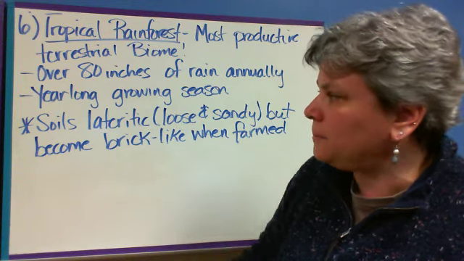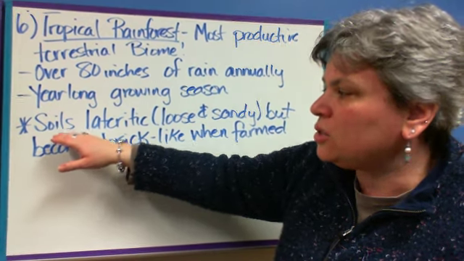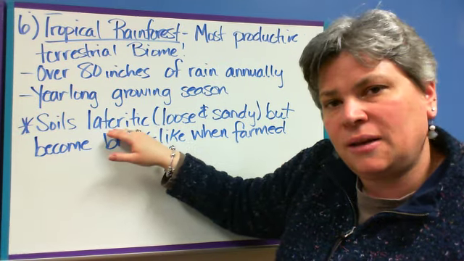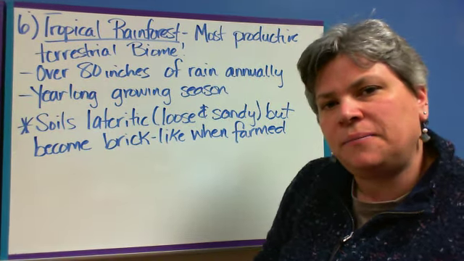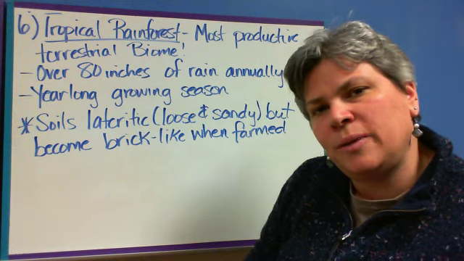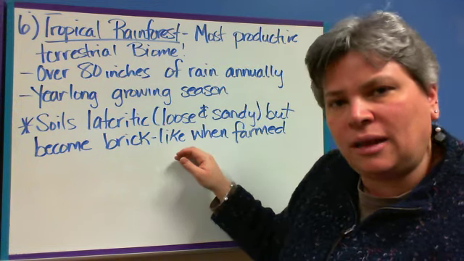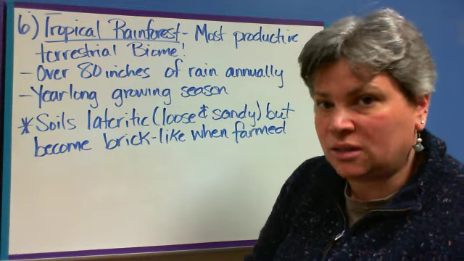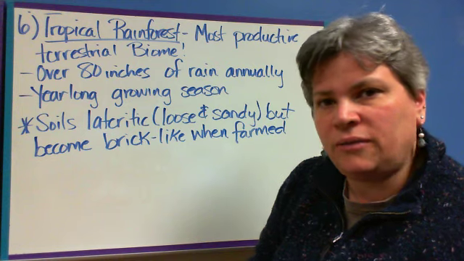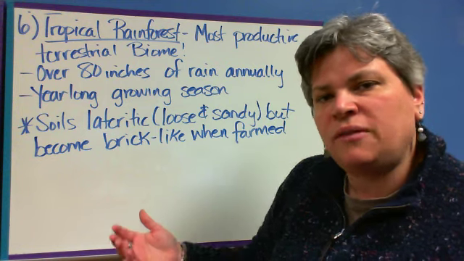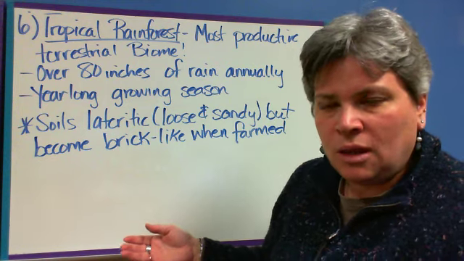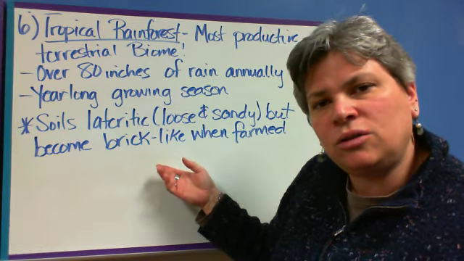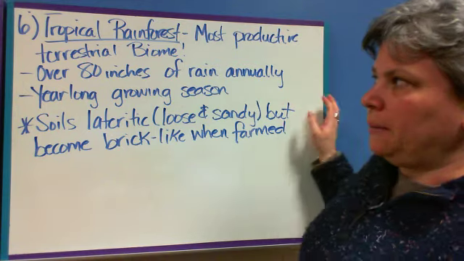Well, there's a problem. When we look at the soils in the tropical rainforest, they're what they call lateritic, meaning they're loose and sandy. But if you start to farm in those soils, they become very brick-like. So when people try to move into the tropical rainforest, figuring it's going to be wet and it's going to be warm enough to have a year-long growing season, what they find is that the soil doesn't cooperate. And the soil becomes very difficult to farm because it almost becomes like a brick. So it's certainly not the best place to try to do farming.